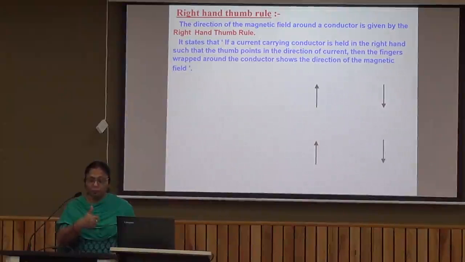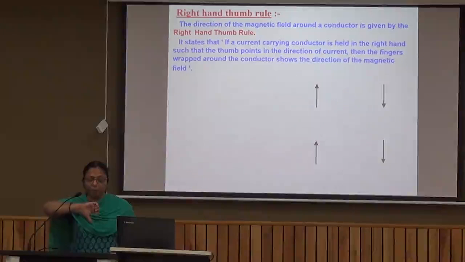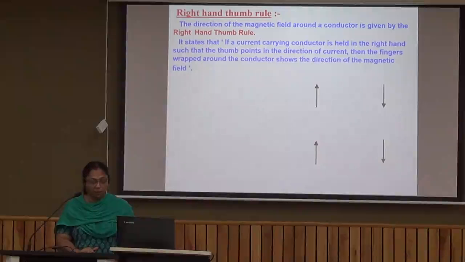So as shown by my right hand, if the current is upwards, up your table, then the direction of the magnetic field will be anti-clockwise. And vice versa, if the direction of current is downwards, down to your table, then the direction of the magnetic field will be clockwise. So the magnetic field is given by the direction of wrapping of the fingers of the right hand in which you imagine the conductor.